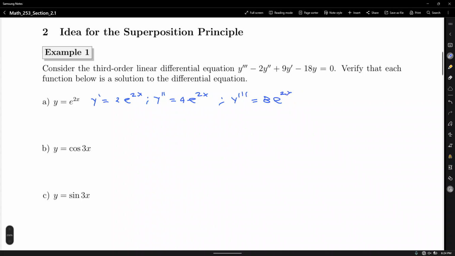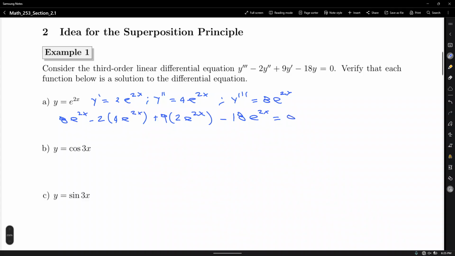So what do we do here? Let's check that it is a solution by substituting everything into the differential equation. There's quite a lot to write. On the one hand, y triple prime, which is 8e to the 2x, minus 2 times y double prime, the second derivative, which is 4e to the 2x, plus 9 times y prime, which is 2e to the 2x, minus 18 times y, the original function, e to the 2x. Hopefully this is equal to 0.